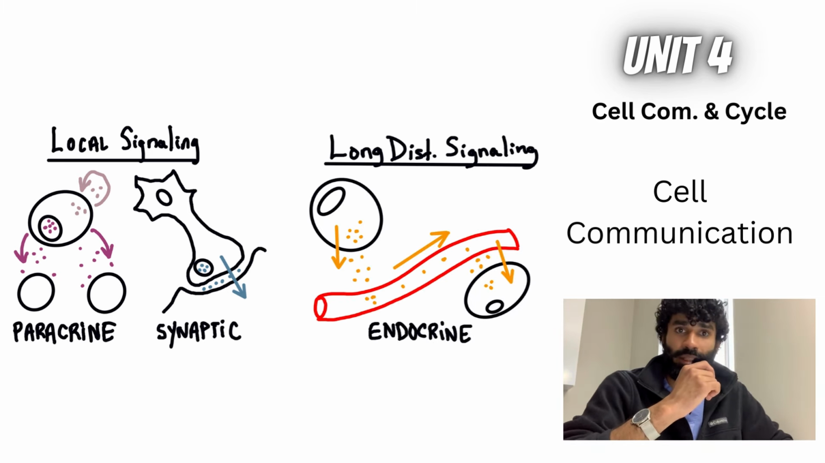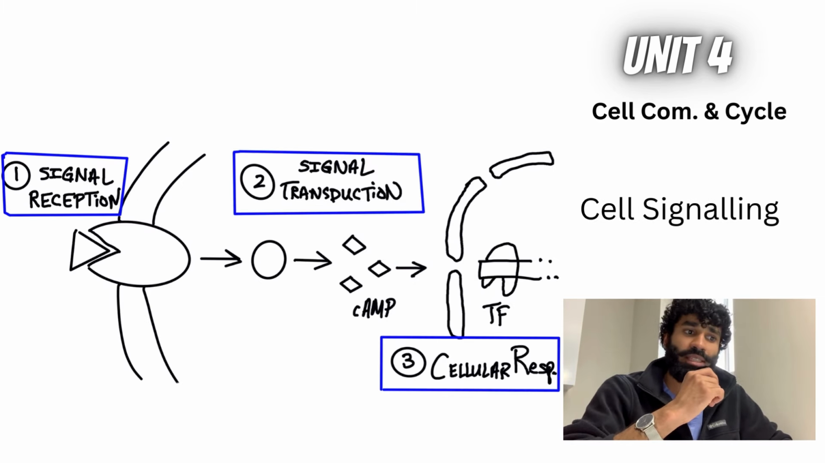The second block is cell signaling. Signal transduction is how signals from outside the cells are communicated to the inside of a cell. It's broken down into signal reception, signal transduction, and cellular response. The signal can be a protein. Binding of the signal to the receptor results in conformational change in the intracellular domain of the receptor, which can initiate a signal transduction pathway.